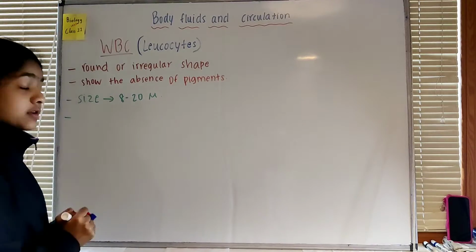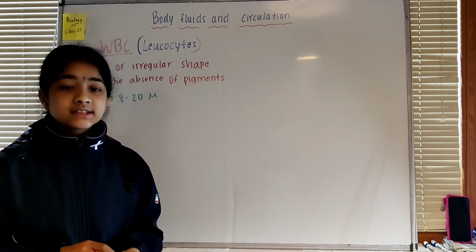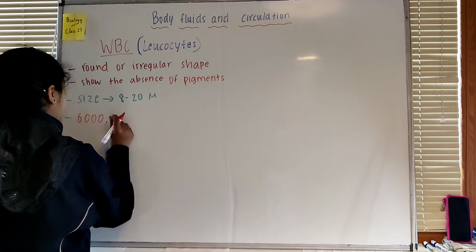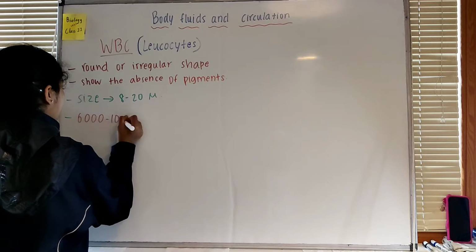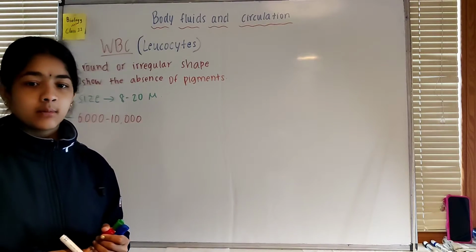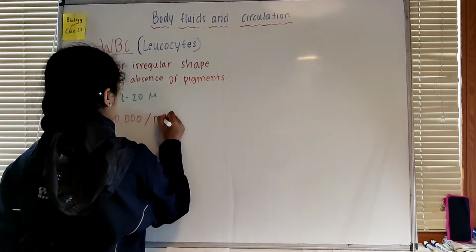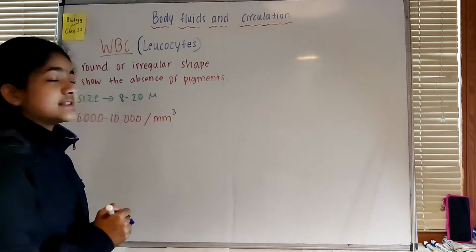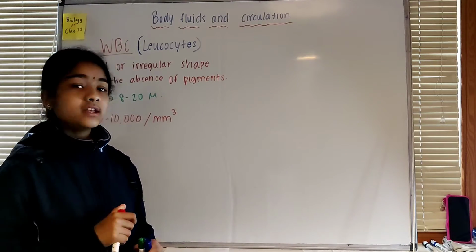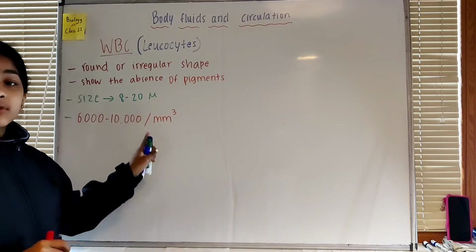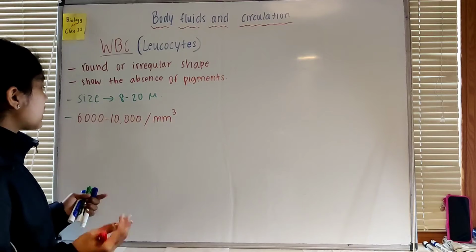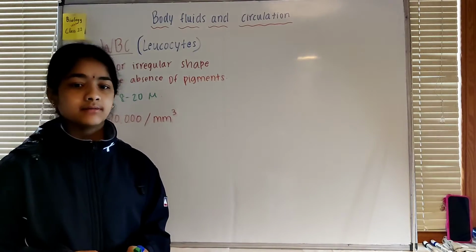Now the number: there are 6,000 to 10,000 of these WBCs in a cubic millimeter. So it's way less than RBCs. In RBCs we saw that there are around 5 to 6 million per cubic millimeter, but in case of WBCs it's a bit less. They are just 6,000 to 10,000 in a cubic millimeter.